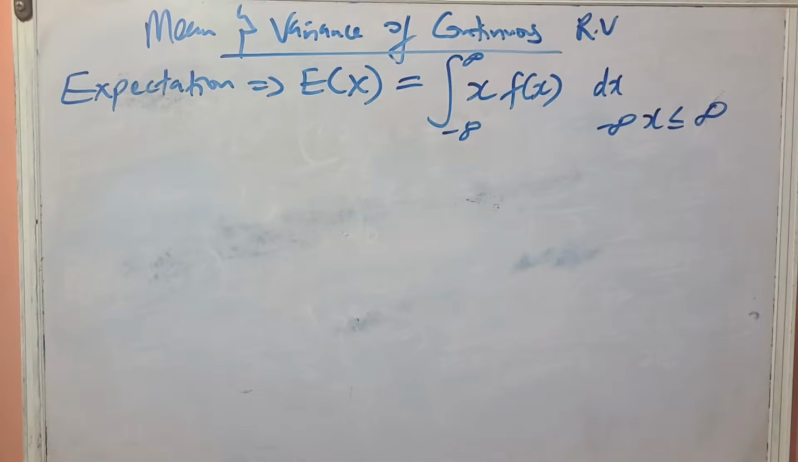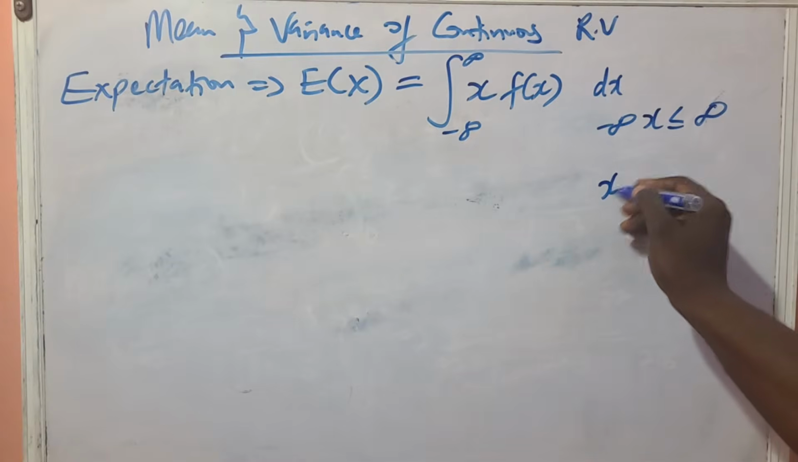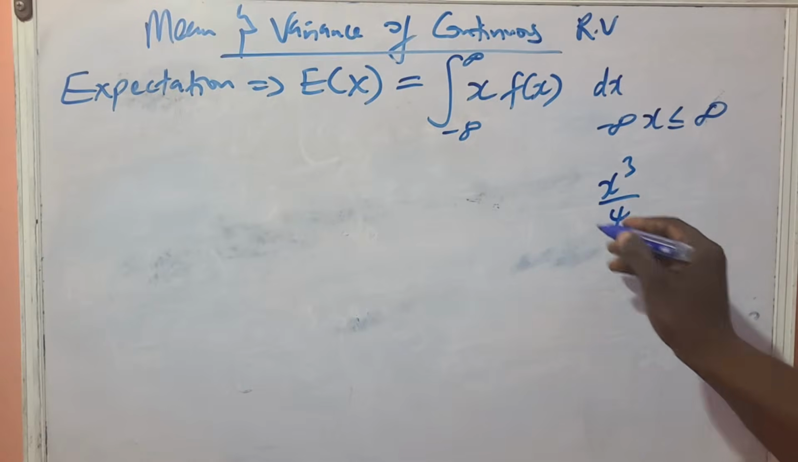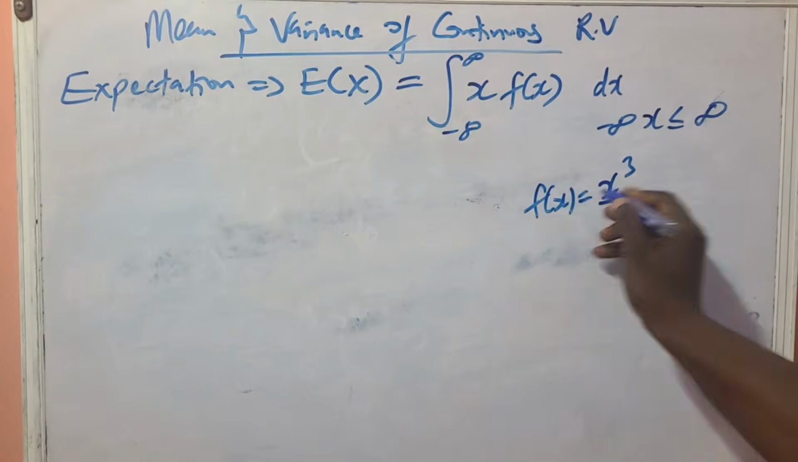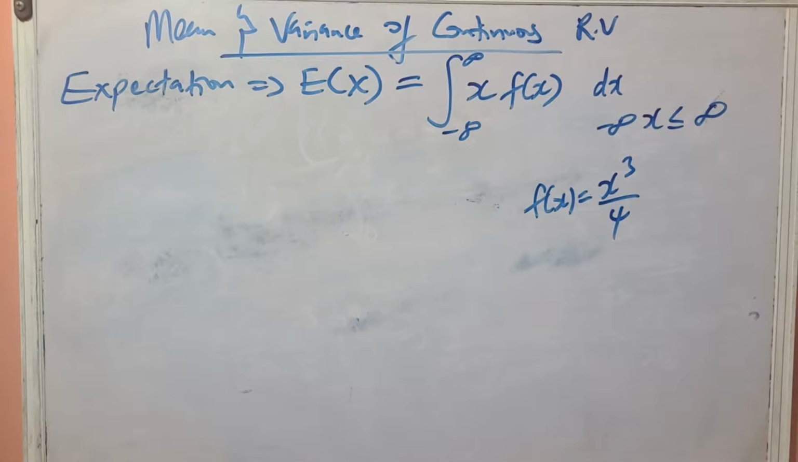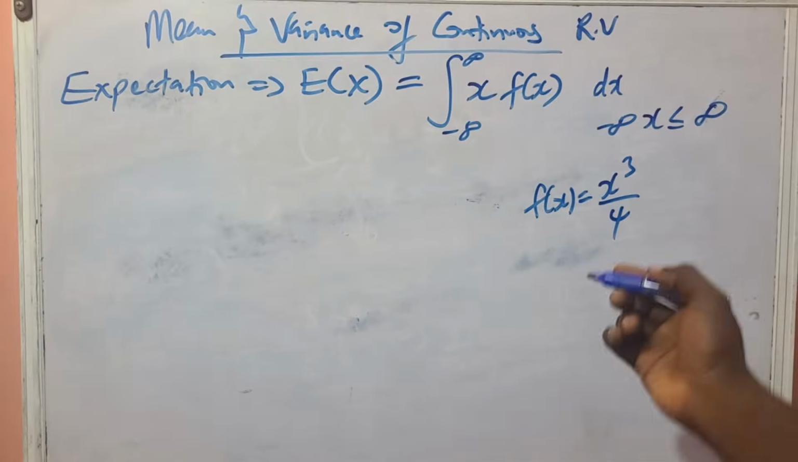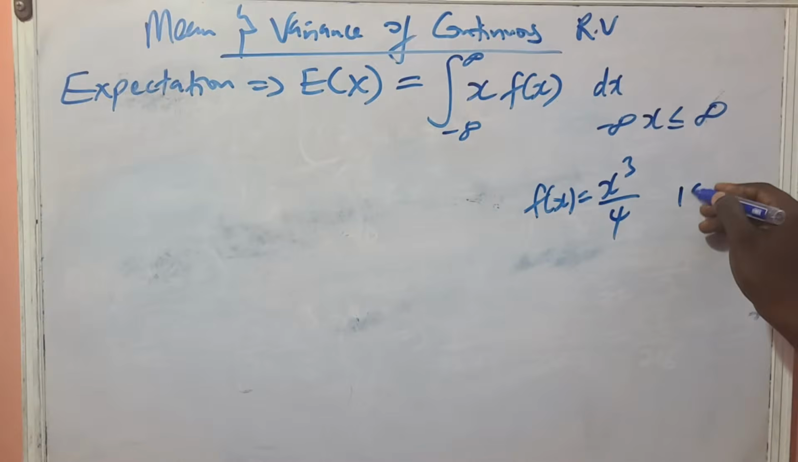So the meaning of this is that if you had, let's say, a function, I'll give you an example. Let me just say you had a function x cubed over 4. Let's say this was your function. If you are told to find the expectation of this function, and let's say your x was between 1 to 4.